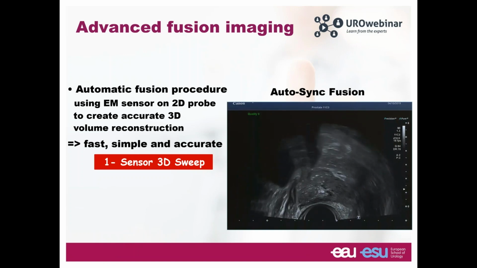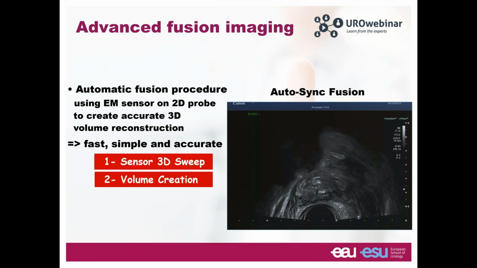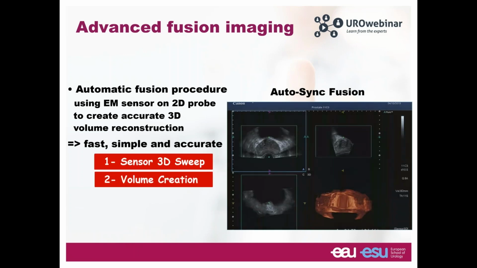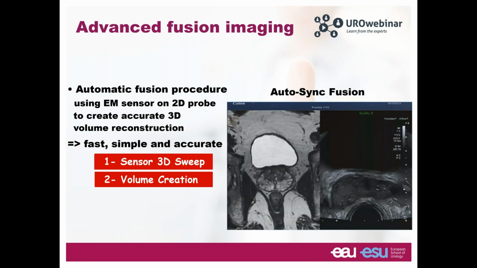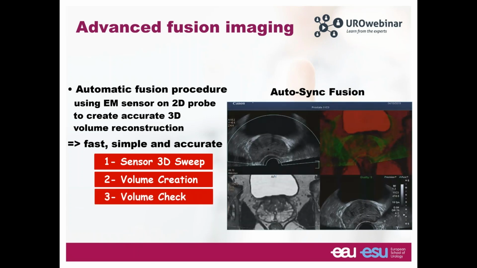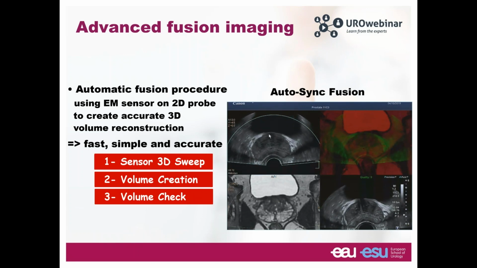And this is done with an electromagnetic sensor and a 2D probe. We just create a 3D volume with a 2D probe. Then, and this is exactly what you saw, we created the volume. And at the end of the volume creation, we can confirm the fusion. We do some volume checks just to be sure that we're exactly at the same place.